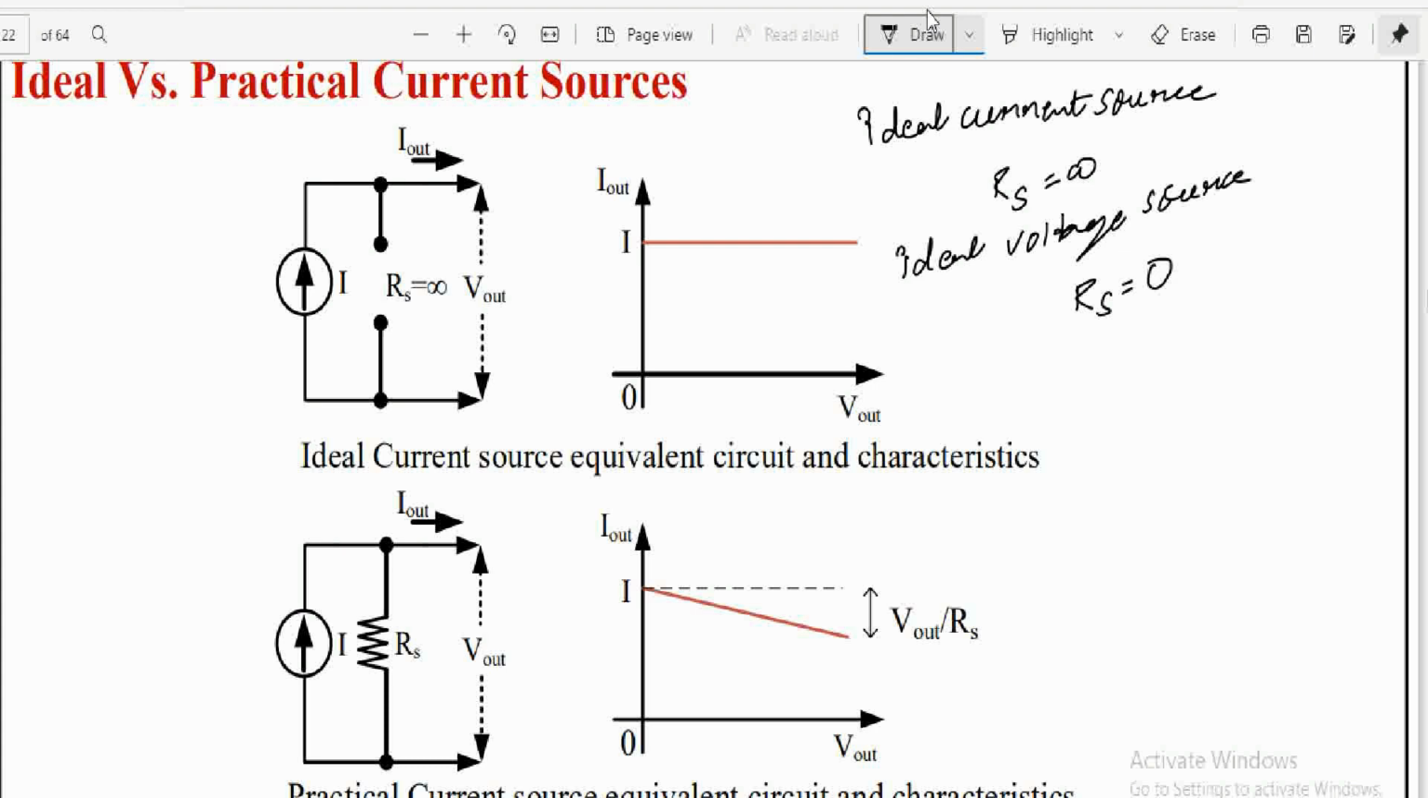That's why we are connecting it in parallel. So for an ideal voltage source, if the Rs becomes infinite, then what happens? How do we connect internal resistance? In series. If Rs becomes infinite, this becomes open, so the circuit goes to open circuit. So for an ideal voltage source, the Rs is 0. For an ideal current source, Rs is infinite.